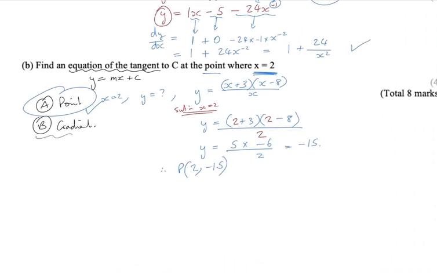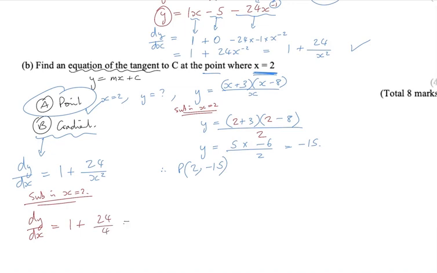Now let's think about the second part. We just need to find the gradient of this tangent. To find the gradient of the tangent, we find the gradient at this point. So dy by dx, what did we find out in the first part, is 1 plus 24 over x squared. Great. I'm going to sub in x equals 2. So I have dy by dx equals 1 plus 24 over 4, which is 1 plus 6, which equals 7. So I've now found my gradient. So gradient, that's also done.